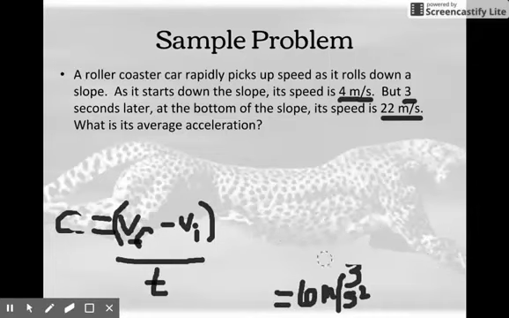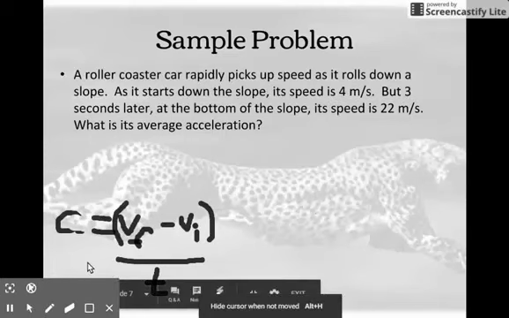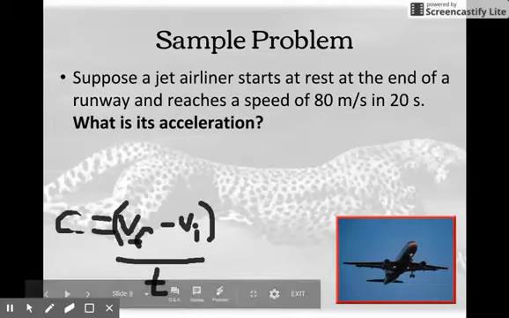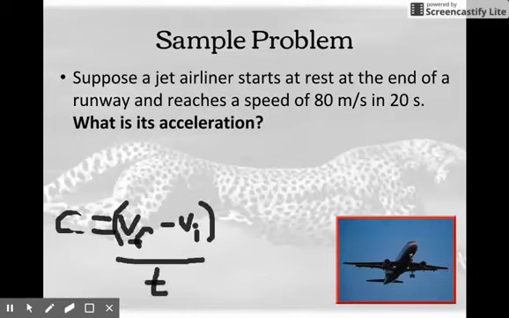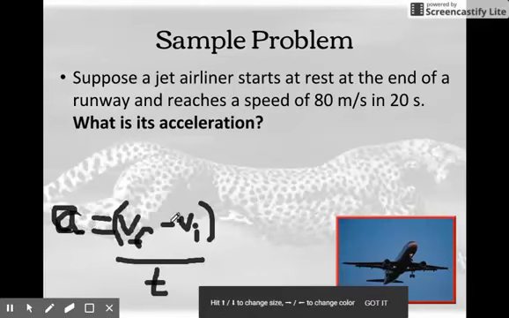Okay, let's try problem number 2. So suppose a jet airliner starts at rest at the end of a runway and reaches a speed of 80 meters per second in 20 seconds. What is its acceleration? So again, we're solving for acceleration.